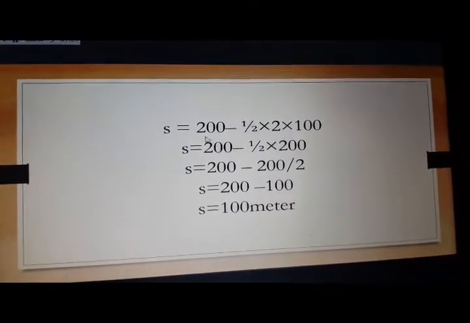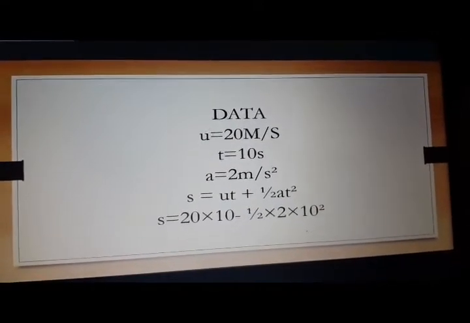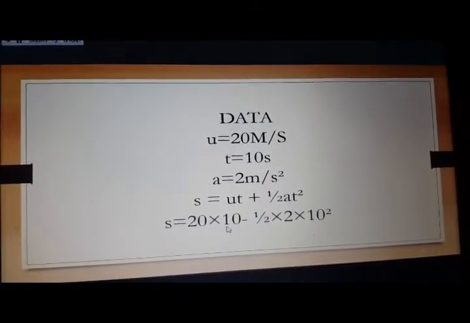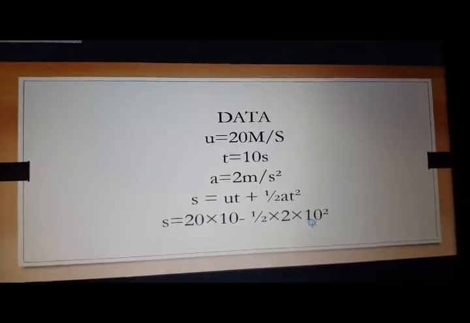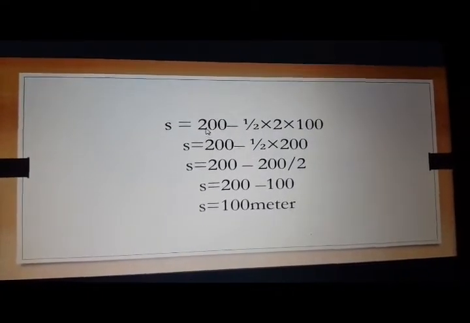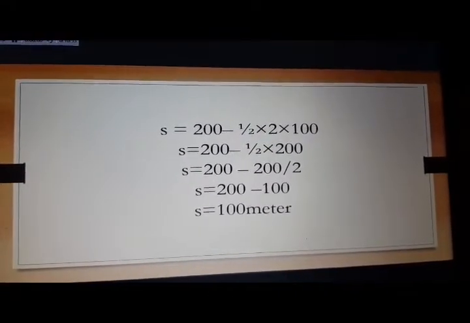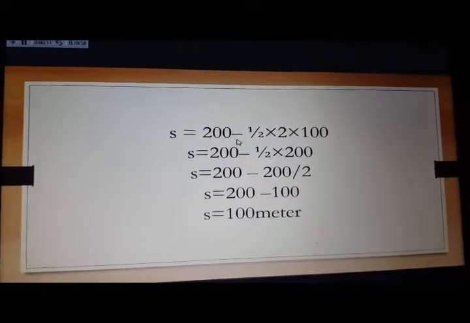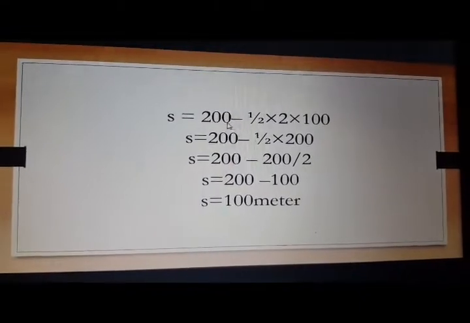Our S is equal to 200. This is 20 times 10. If you press your calculator, you can see. Then we have 10 squared. We have 200, that 20 that we multiplied by 10. And 10 squared will give us 100.